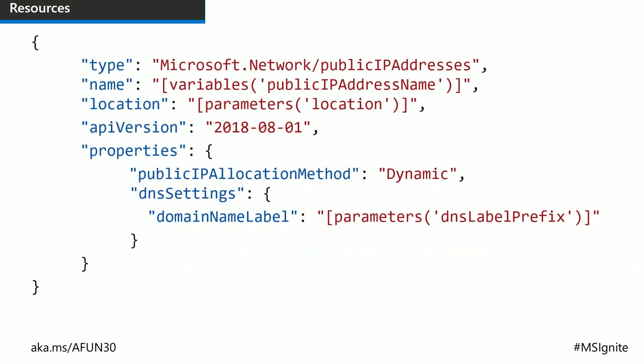We've got resources. This is the whole purpose of the management templates. These define resources in Azure. In this case, we're defining a network resource, specifically a public IP address. We're using a variable to specify the name. We passed in a parameter for the location. We also version this. That means if the functionality of public IP addresses changes down the road, my old templates won't break because they're tied to the previous version. And then we've got different properties that are associated with that resource.